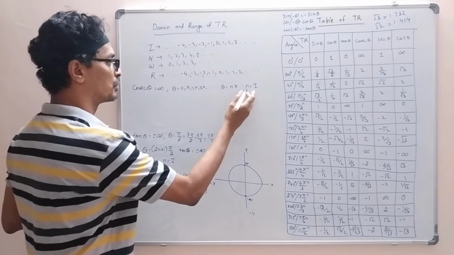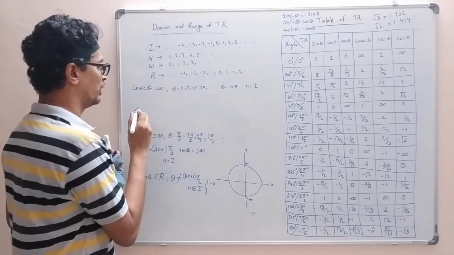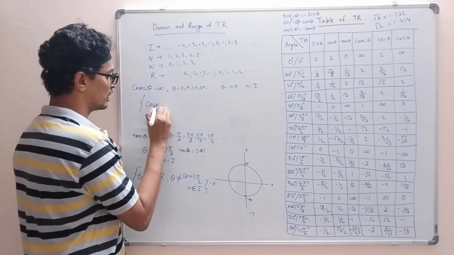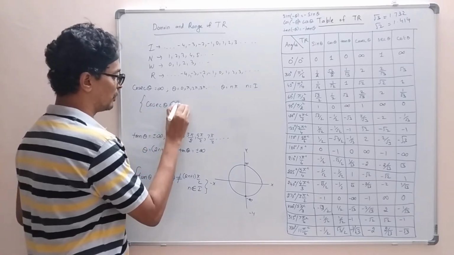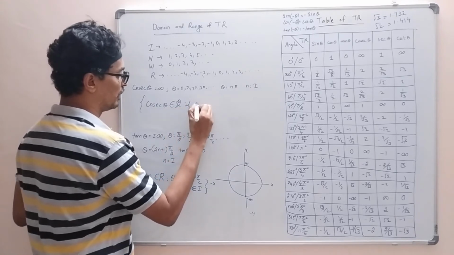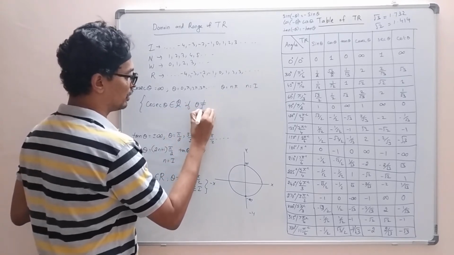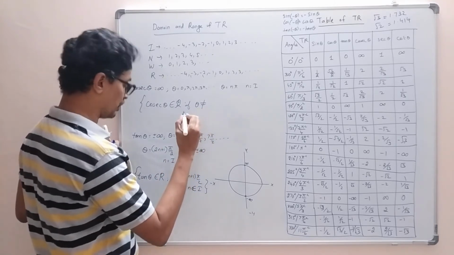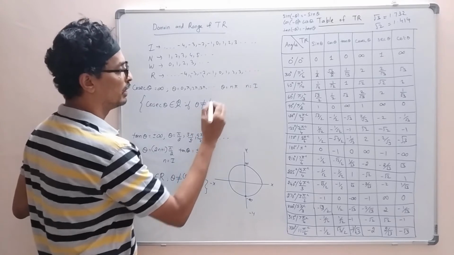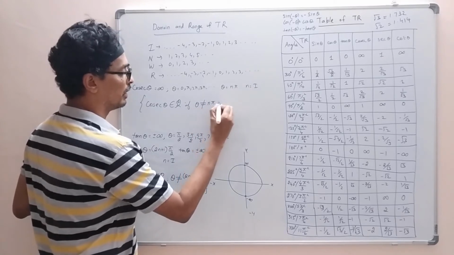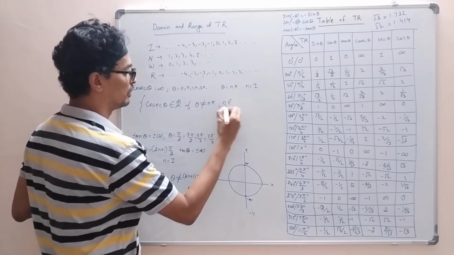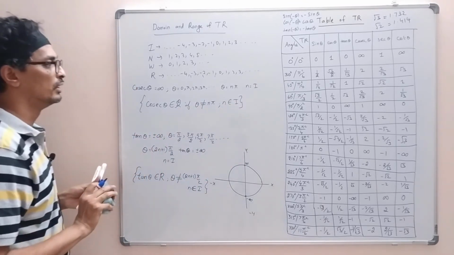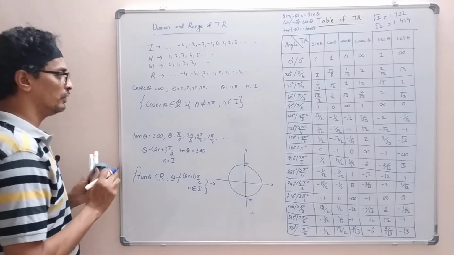So for n equal to an integer, this is going to be infinity. Therefore, the domain of cosec theta is an element of R if theta is not equal to n pi, and n is an element of the integers. So this is the domain and range of cosec theta.